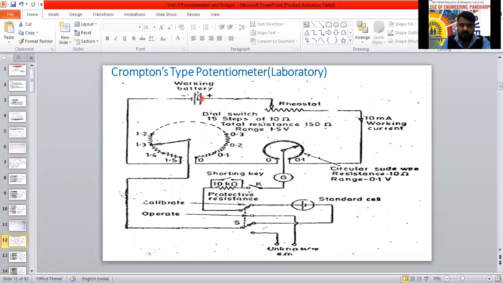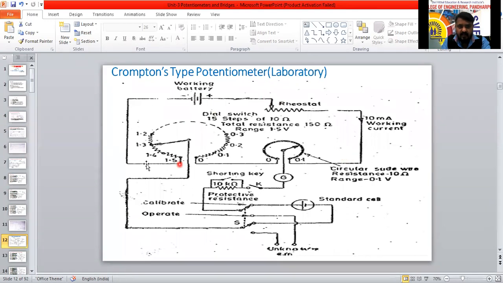Working battery voltage we have provided here. Same. Yes. Compare the previous diagram a little. We are using the battery voltage. Yes, sir. So we are using the same rheostat here now. These two, there is no change.